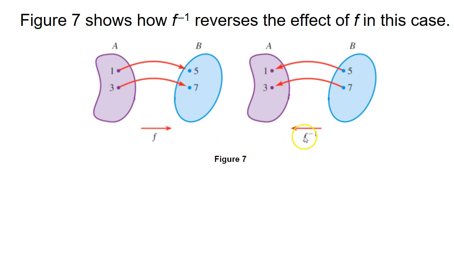F inverse has a domain of B and a range of A, and 5 and 7 are in the domain B, 1 and 3 are in the range A, and f inverse maps 5 to 1, and it maps 7 to 3.